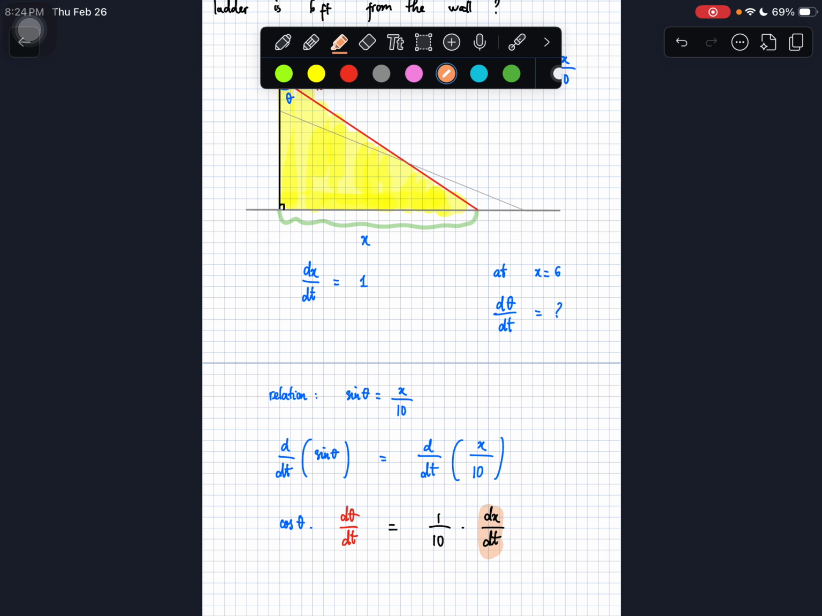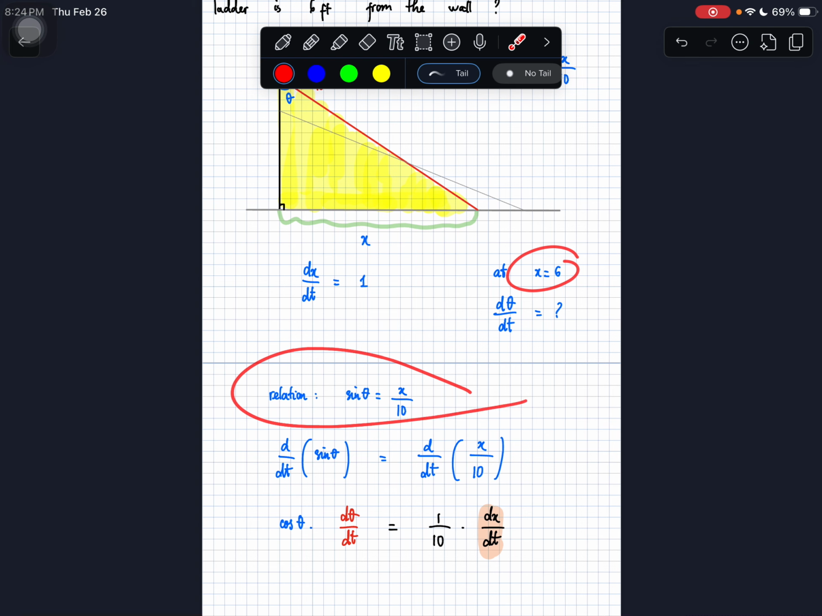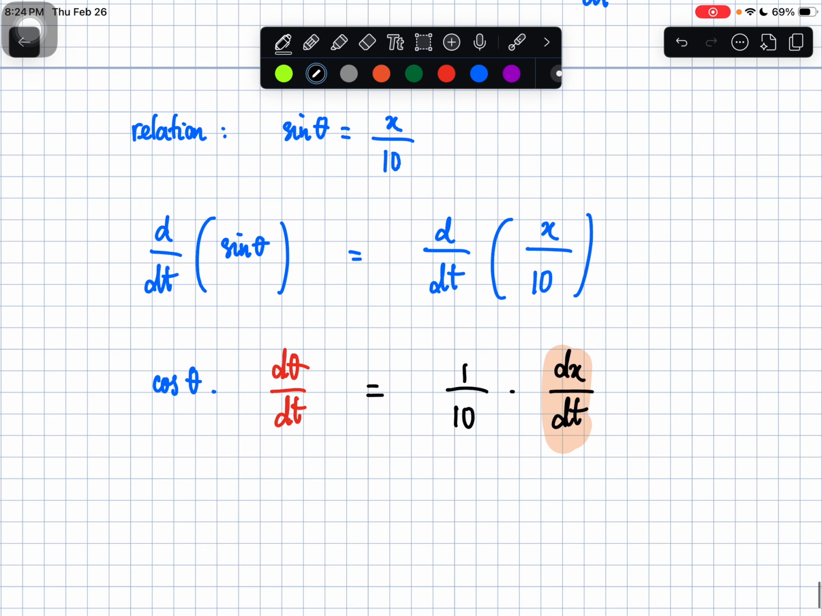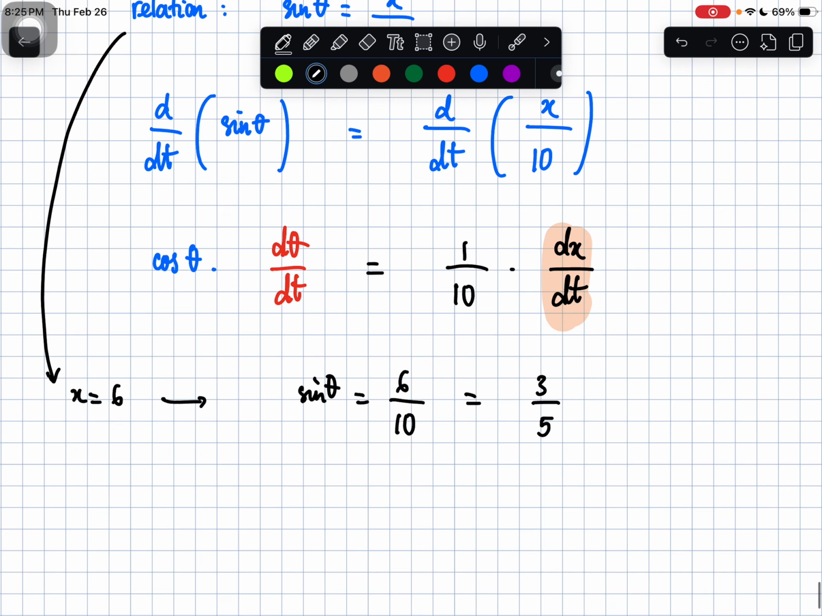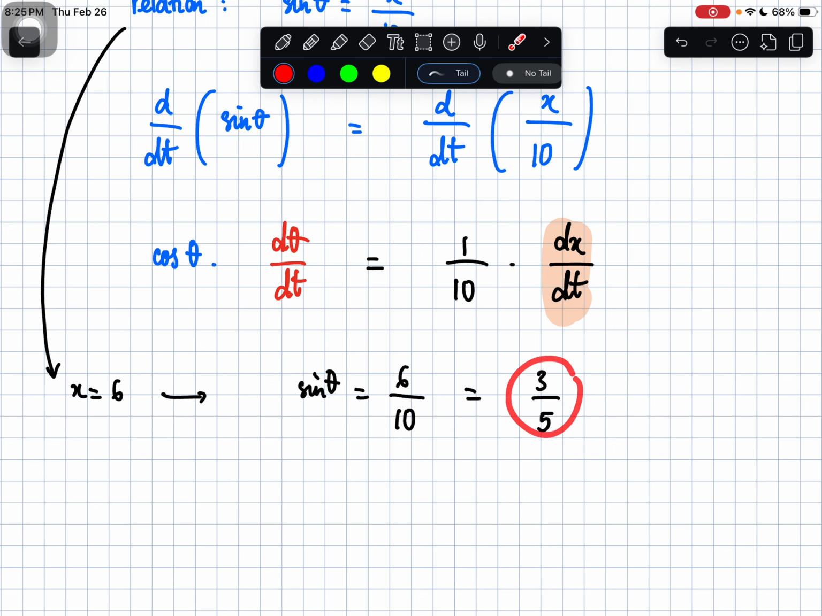The second thing we know is that x equals 6. And we also know the relation between x and theta. With x equal to 6, from this relation, I can get sine theta equals 6 divided by 10, so 3 divided by 5. So that's one thing, we have sine theta. Now it doesn't look very nice to me, so I just compute cosine theta from that.